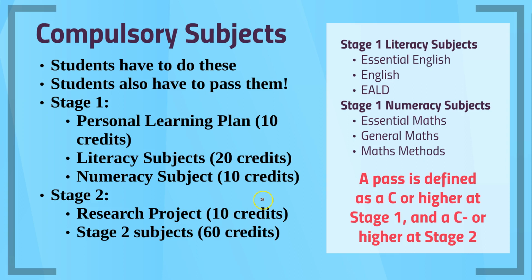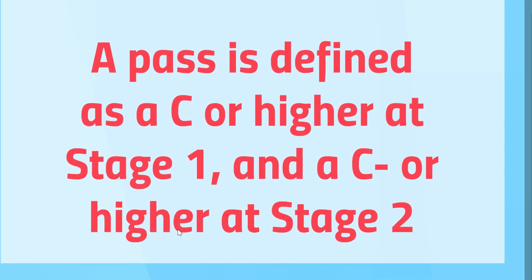Now with all of these compulsory subjects, a student has to pass them. And a pass is defined as a C or higher result at Stage 1 and a C minus or higher at Stage 2. So even if a student ends up with 300 SACE credits, if they do not achieve a passing grade in these compulsories, they will not get their SACE. And so we place a very high importance, obviously, on their PLP, their English subjects and their math subjects at Year 11, and then their research project and Stage 2 subjects as well, ensuring that the student passes in order to achieve their SACE. All right. So please, please, please make sure you understand that if you do not pass compulsories, you will not get your SACE.